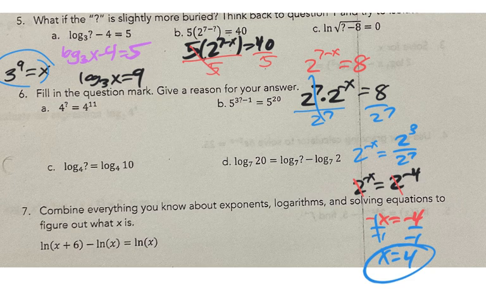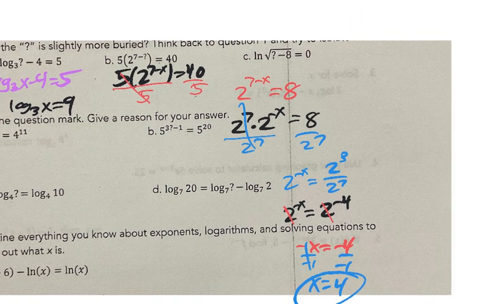All right, let's look at C. C is the natural log of the square root of x minus 8 equals 0. Is everybody okay with that? Thoughts? Okay, so you get rid of the square root. I do not like a square root as my argument. I'm not a fan. So what could I do instead of writing square root of x minus 8?